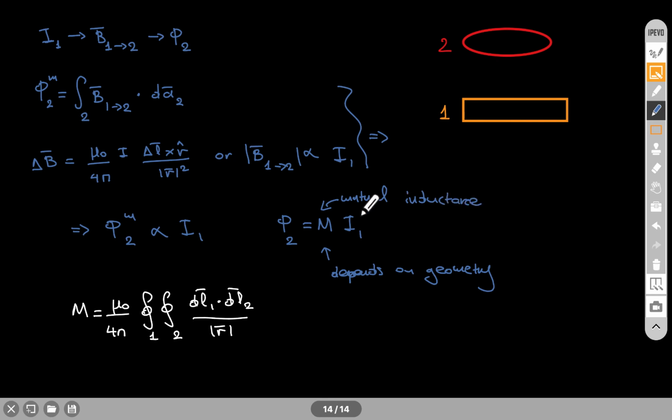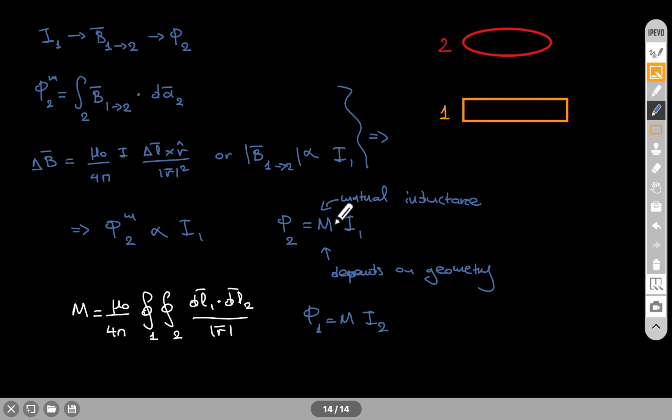Now, of course, if I do the opposite, if I have a current flowing through loop 2, there will be a flux that goes through loop 1, and then I could say the flux through loop 1 is the mutual inductance times the current in loop 2. The M here and the M here are the same because, remember, this mutual inductance depends on the geometry. So long as you keep the geometry the same, it doesn't really matter which one you call 1 and which one you call 2. The mutual inductance will be the same number in the two cases.